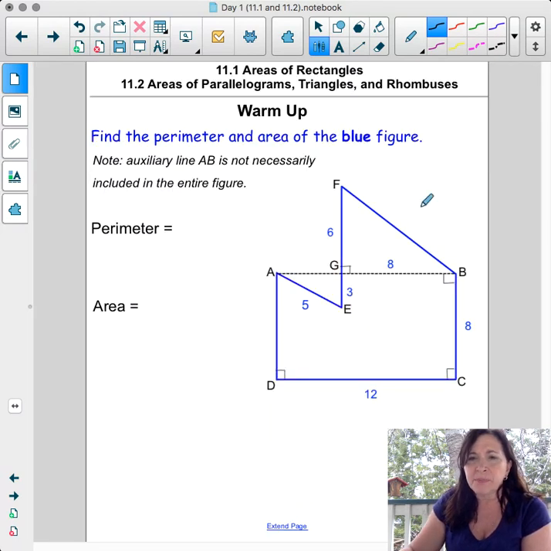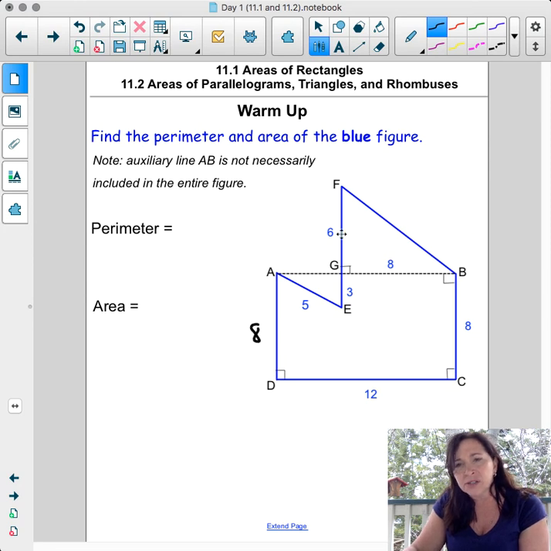This is a shape. Your job is to find the perimeter and area of the blue shape, which comes straight down here, goes up, down, across. So let's find the perimeter first. In order to find the perimeter, we need to find the lengths of all the sides and add those up. So far we know that's 8, so this is going to be 8. Coming around, we have 8 plus 12 plus 8.